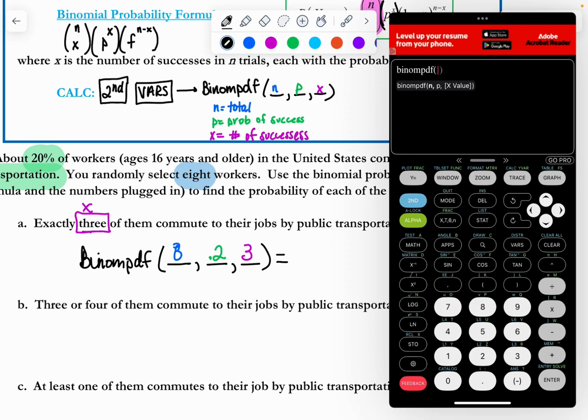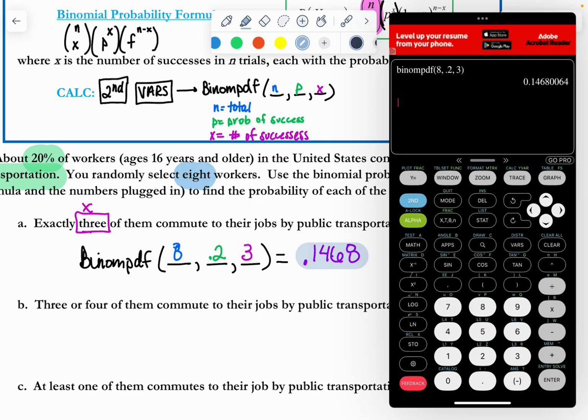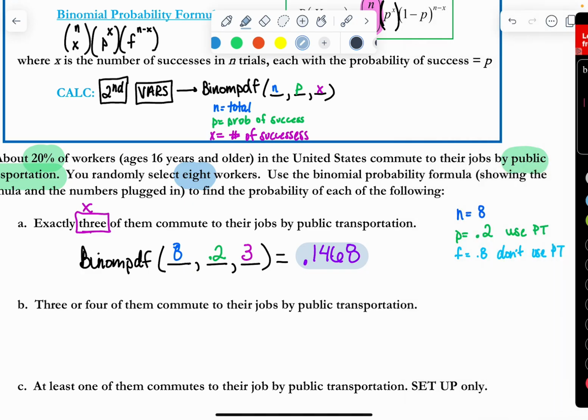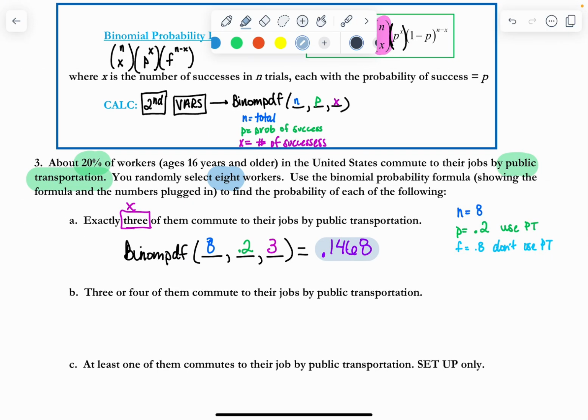So we're going to type in 8, and then we need the comma. The comma is above the number 7. Do you guys see the button above the number 7? Then 0.2 for the probability, comma, 3, press enter, and it gives us the probability that exactly 3 of the workers use public transportation to get to work. That exactly 3 of the 8 people that we surveyed said, yeah, I take the bus, or yeah, I take the train, or something like that. It's a pretty low probability, but it exists.